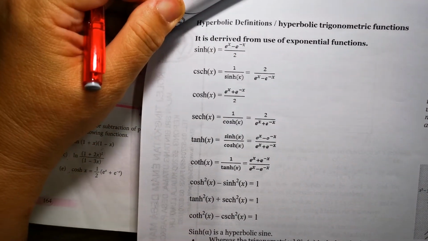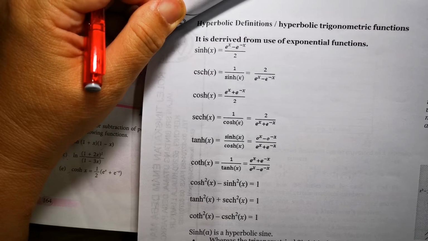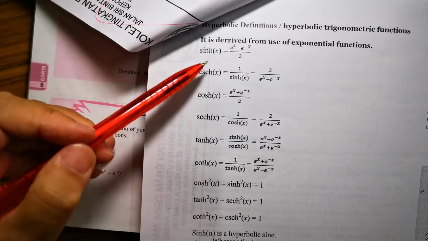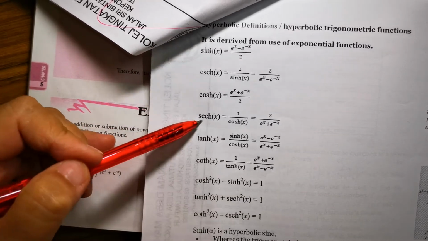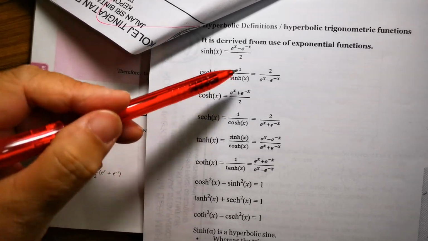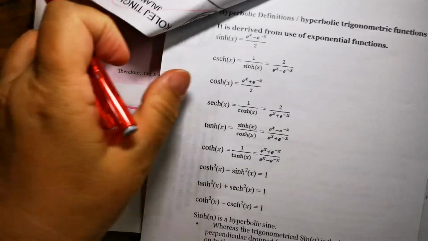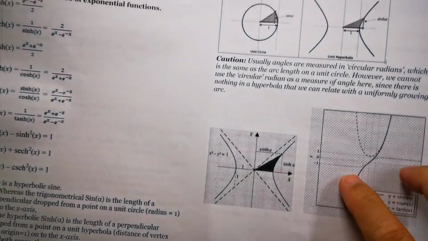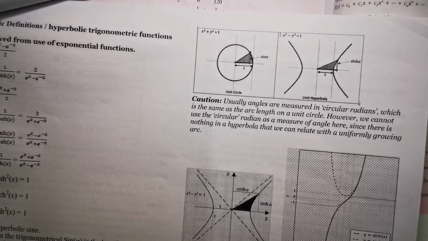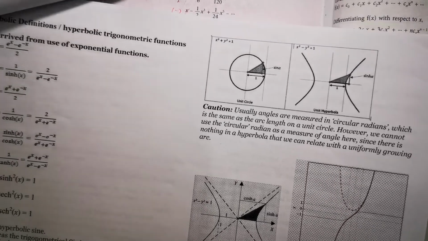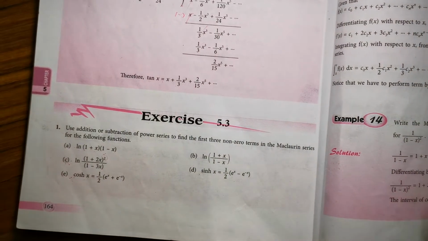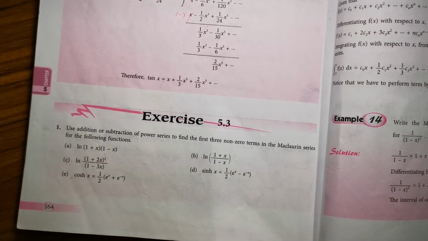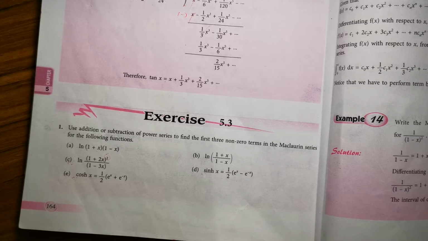Okay, hyperbolic definition, hyperbolic trigonometric functions, which involve sinh, cosh, cosecant, or secant, tangent. Okay, so you can refer to this. What is this, and how we represent it by the graph. This one you study on your own, if you are interested. Okay, sorry. All right. So let's see question 3.